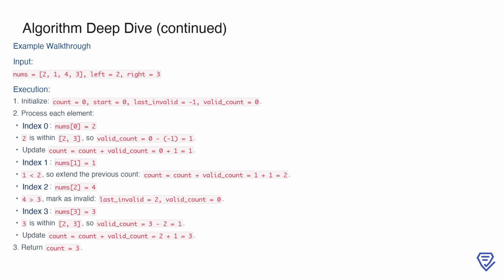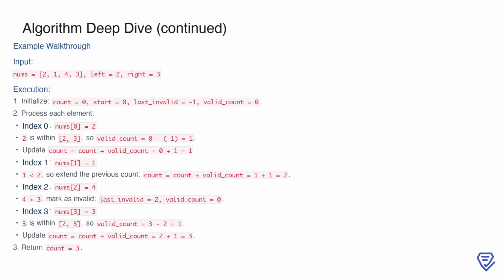At index 1, the value is 1, which is less than left. It doesn't start a new valid subarray but extends the previous one, so we add valid_count, resulting in count equals 2. At index 2, the value is 4, which exceeds right. This invalidates all subarrays ending at or after this index, so we update last_invalid to 2 and reset valid_count to 0. At index 3, the value is 3, which is within [2, 3]. We calculate valid_count equals 3 minus 2, which is equal to 1, and update count to 3.